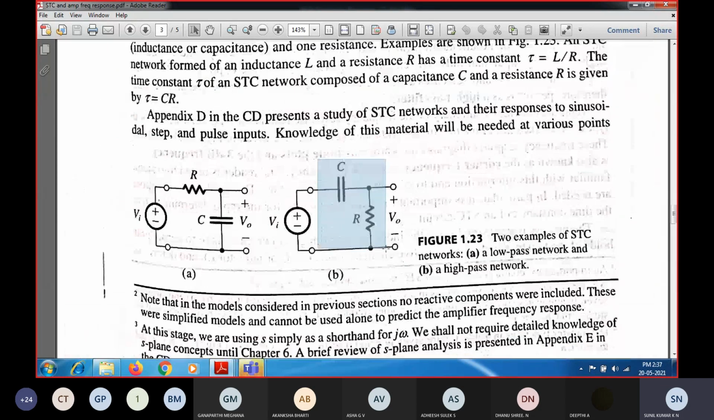So this is a C and R network. Suppose it is also a single time constant network, arranged in the form of C and R. That is nothing but a high pass type. So this is a high pass type, and this is a low pass type. High pass type means you can assume it is made up of a single time constant comprising C and R between the output voltage and input voltage.